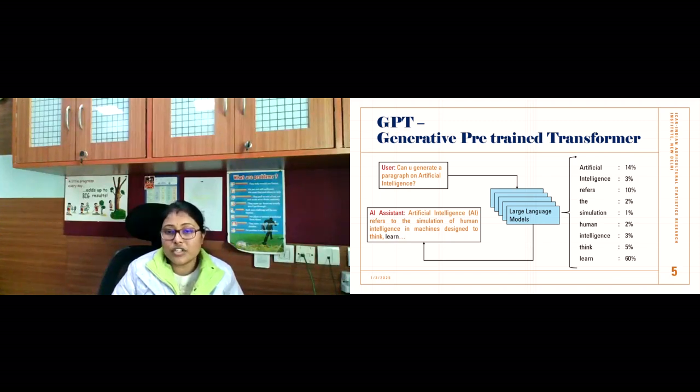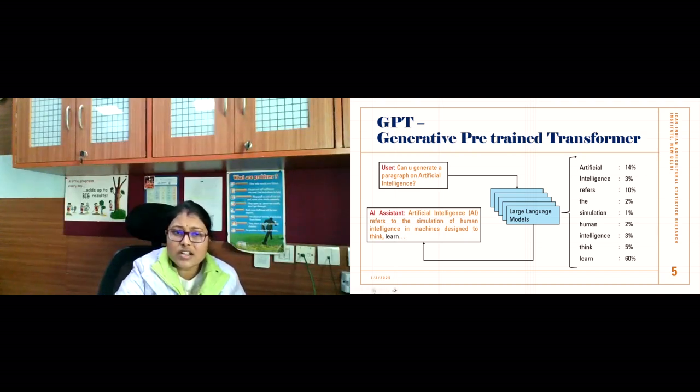So for each word, the model will predict the probability, that is, what could be the best probability for it to fit there. As you can see in this particular case, the probability for learn to be the next word next to think is the highest. Okay, so accordingly these large language models are basically making the entire text coherent and context specific. Okay, so this is a very rough idea of how large language models basically work.